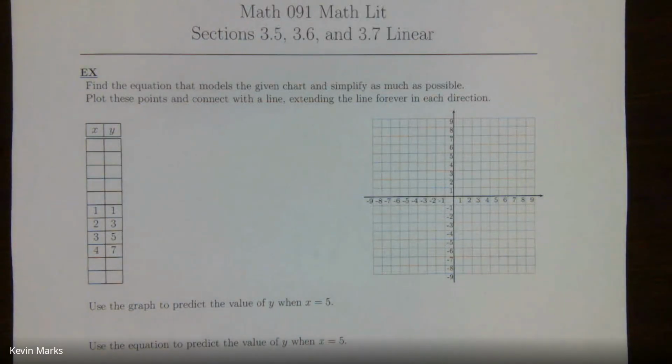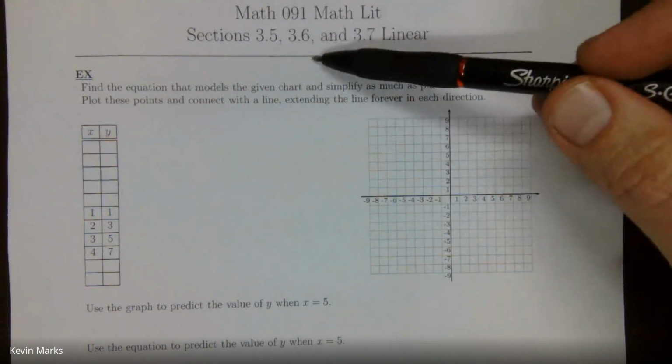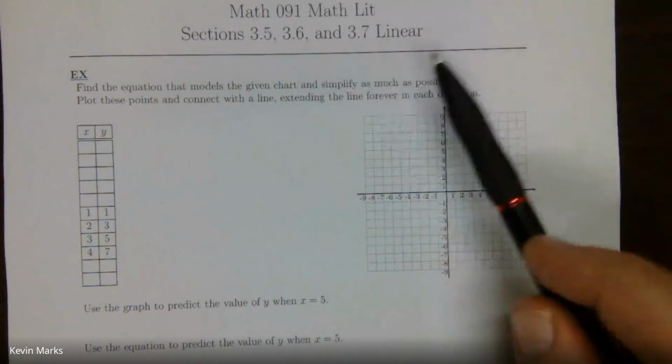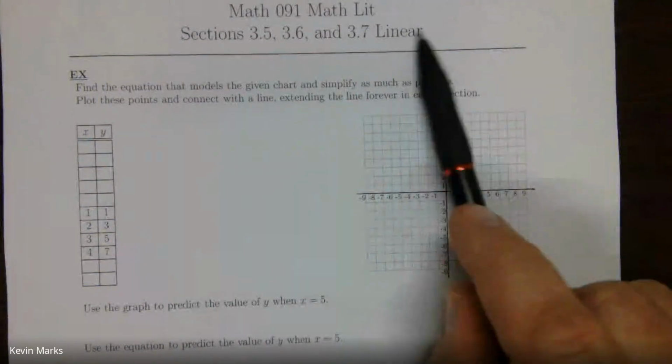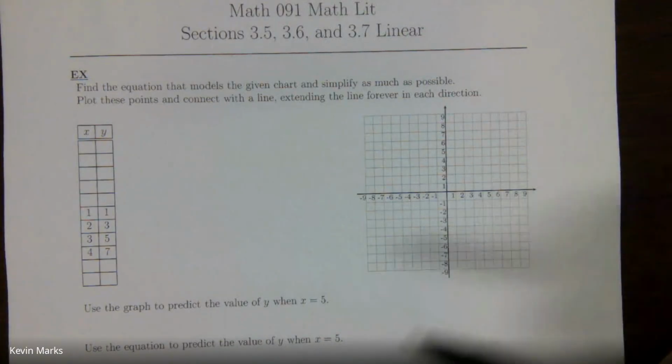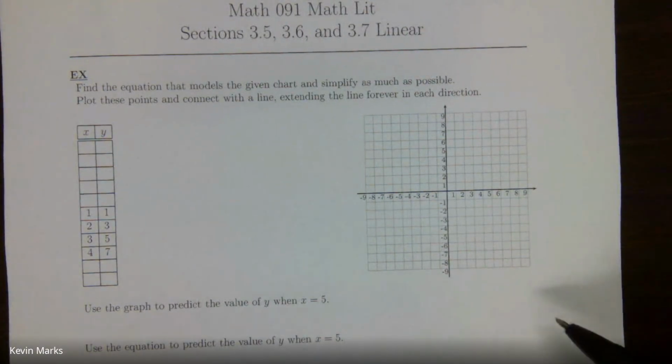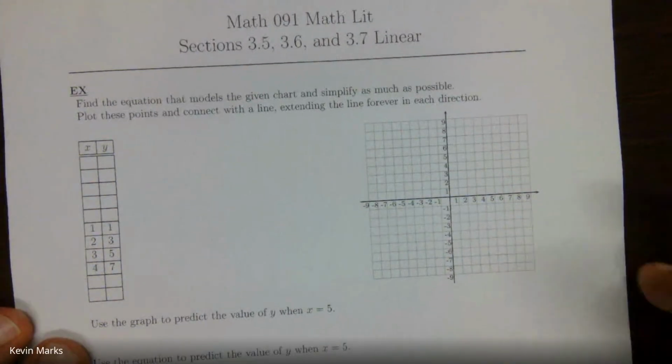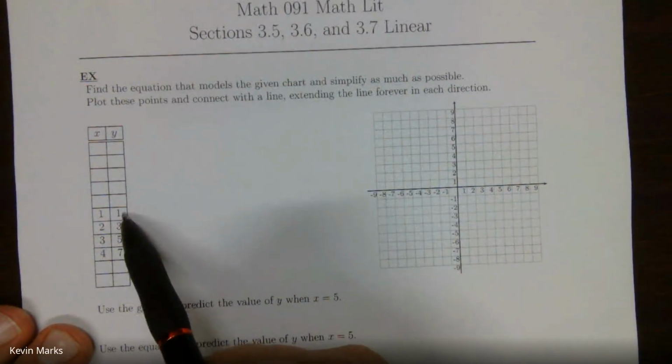All right, so here we're going to check out sections 3.5, 3.6, and 3.7. They kind of all go together because what we're going to do is dissect this idea of linear. We've been talking about linear already, but we're really going to dive deeper into it. Okay, so imagine the usual stuff that we've seen before.